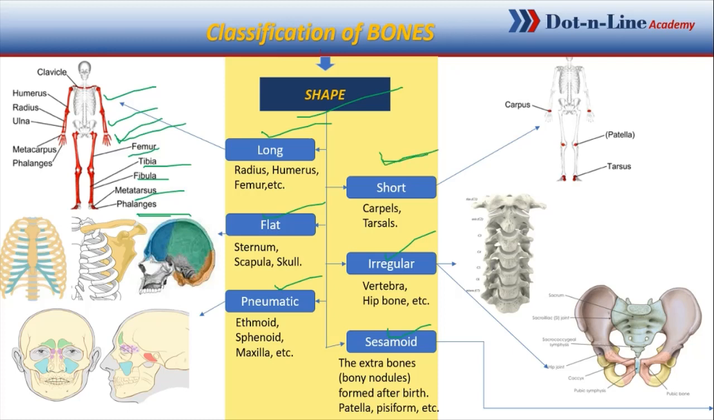Now on the opposite, the short bones: the carpals present at the wrist, the tarsals present at the ankle, and patella. These are short bones. Flat bones, as the name suggests, they are flat. Scapula is flat, the shoulder blades are flat. The thoracic cage, the rib cage, the sternum is flat, and the skull bones are also flat. So these are the flat bones.